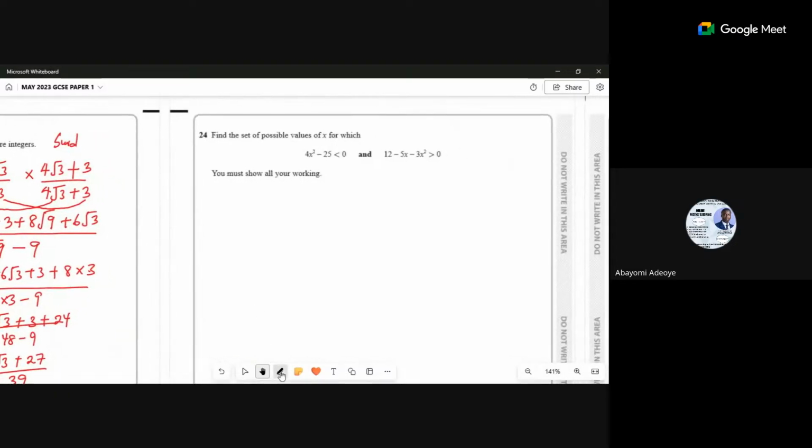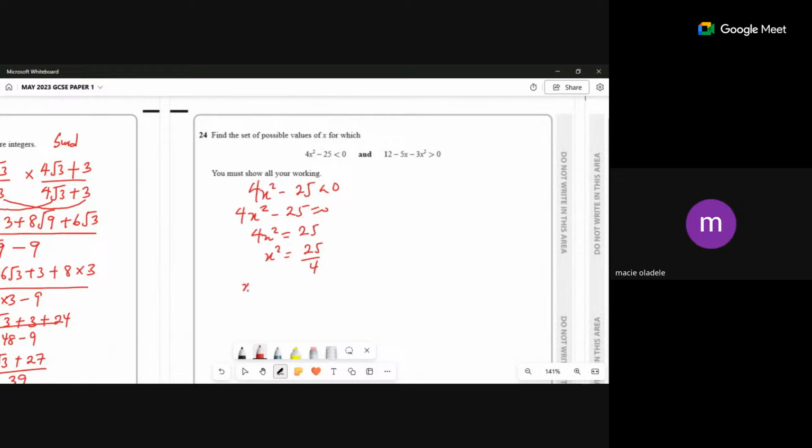So this last question. Here we have y squared minus 25 is less than 0. So the first thing we do here is to solve by equating to 0. So we have x squared equals 25 over 4, right? So x equals plus or minus the square root of 25 over 4. So x equals plus or minus 5 over 2, which is equal to plus or minus 2.5.